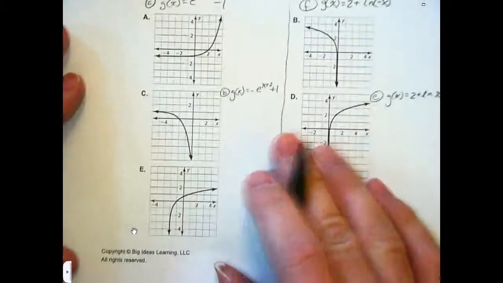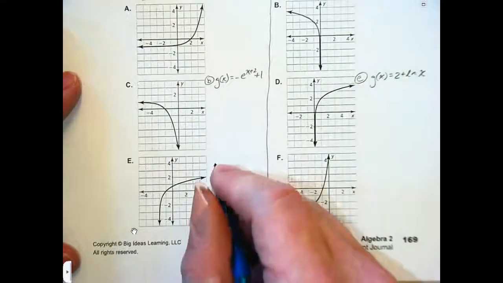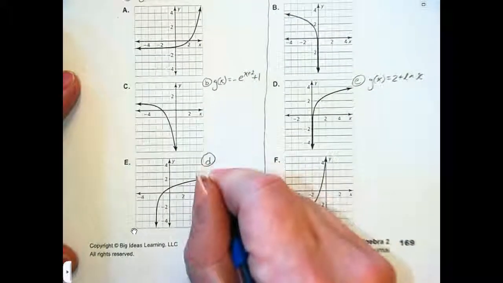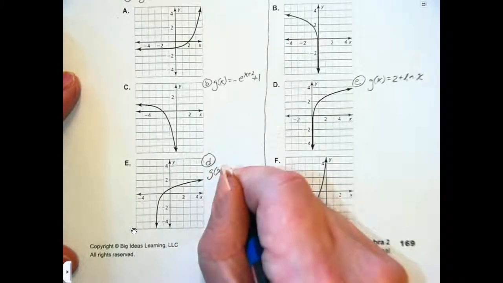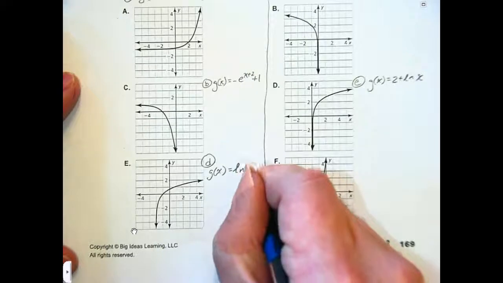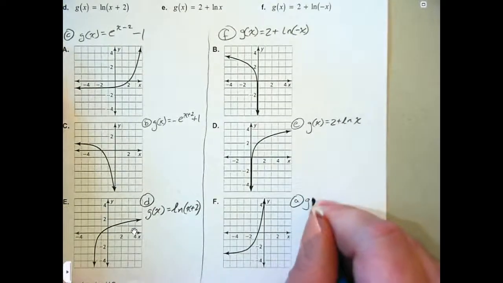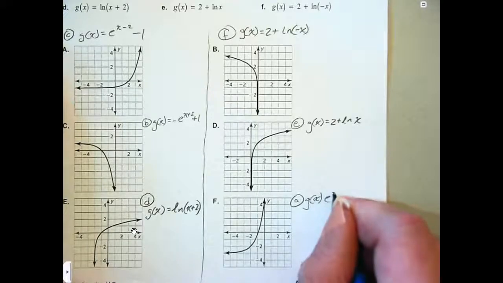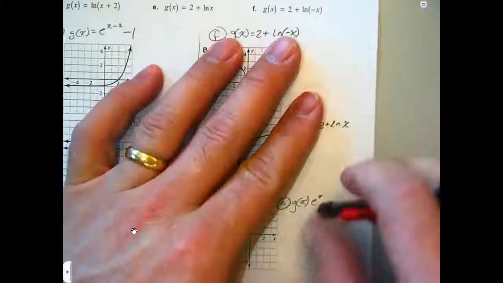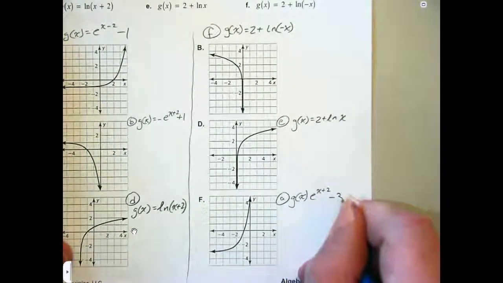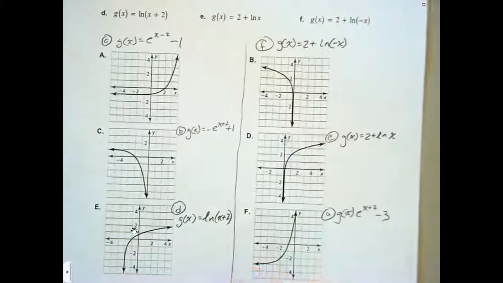All right, how about E? D? Okay. Hey, we're not saying they're necessarily right. I'm just going for the majority right now. We'll check. Natural log of x plus 2. And how about F? A. It's the last one there. g of x is equal to e to the x plus 2, all minus 3. Okay.